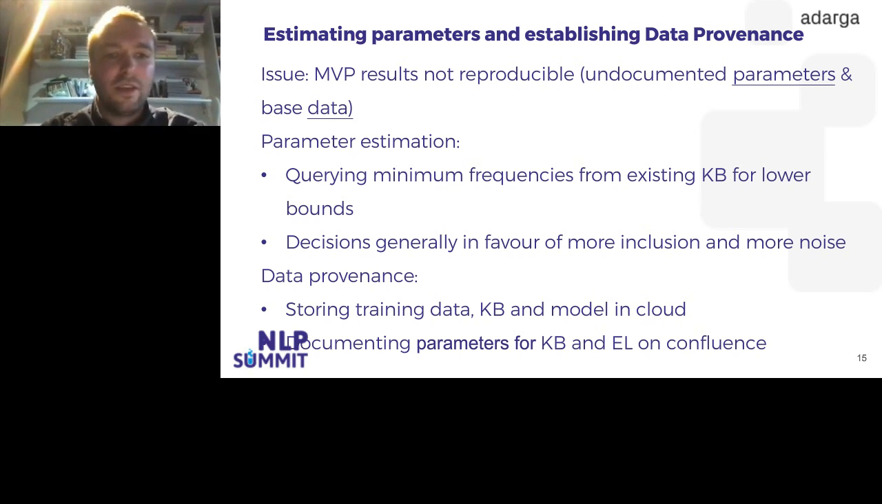And one word on data provenance here, because if you want to retain the accuracy when retraining a model, it's great to have all the parameters from the old one documented somewhere. So we did that in Confluence to document the parameters for knowledge base and entity linker, and also storing the data used for training, the files of the knowledge base and your whole model in some cloud storage is a great thing to do. And since MLOps became a fairly big thing in recent months or years, that's also part of that, to always know where your model comes from and how you got to it in the future.